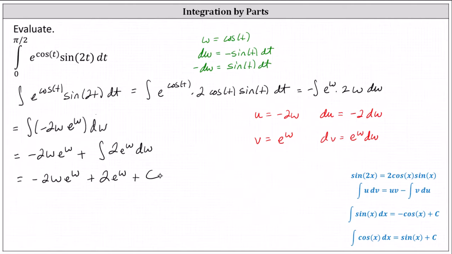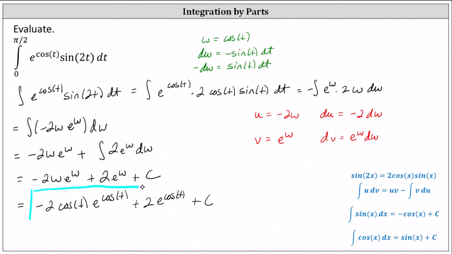We need to be careful here, though. We want the antiderivative with respect to t, not with respect to w. So now we substitute cosine t for w, which gives us negative 2 cosine t e to the cosine t plus 2 e to the cosine t plus c. So this is the antiderivative we will use to evaluate the original definite integral. And I've already set some of this up on the next slide.